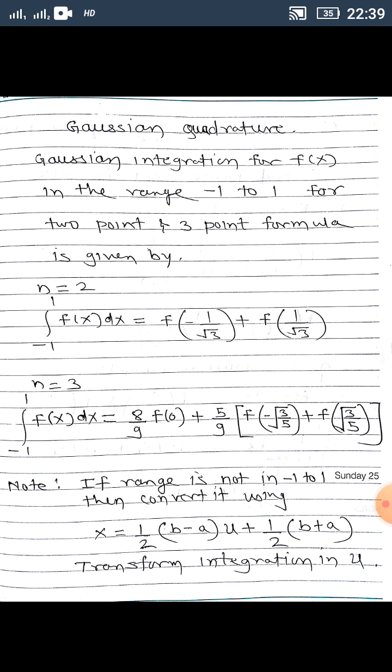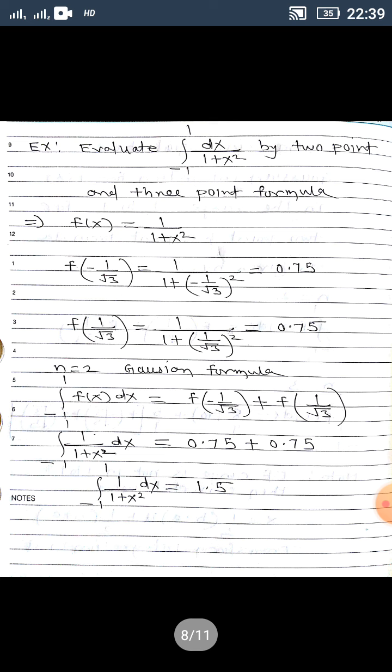Transform integration in u. Next, evaluate the integral from -1 to 1 of dx by 1 plus x square by 2 point and 3 point formula. So the function is 1 upon 1 plus x square. f of -1 by root 3 is equal to 1 upon 1 plus (-1 by root 3) square. We substituted x is equal to -1 by root 3 in the function, the value comes as 0.75. Again, f of 1 by root 3, 1 upon 1 plus (1 by root 3) square, the value is 0.75.